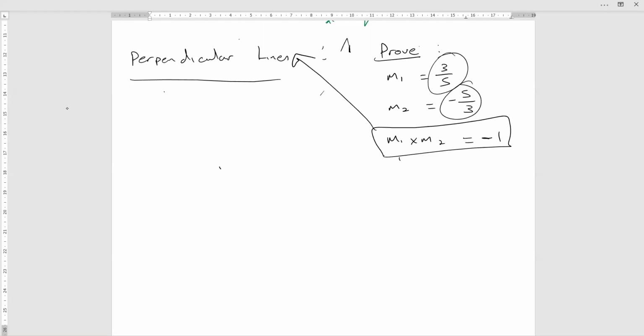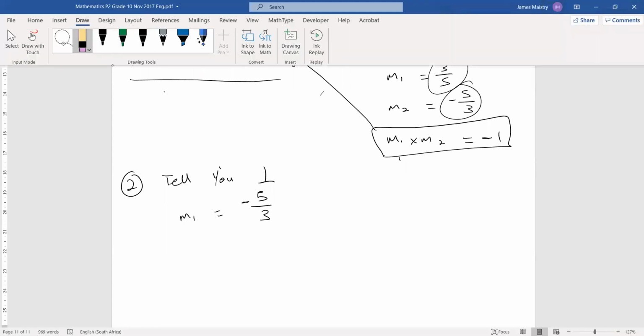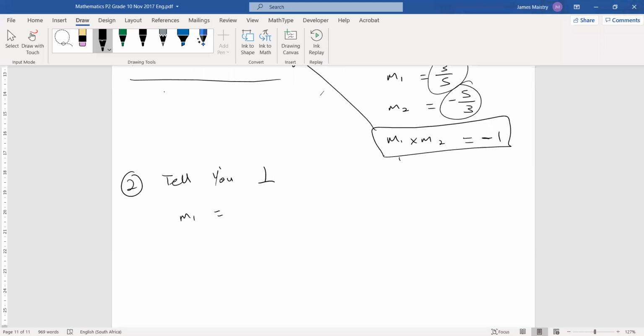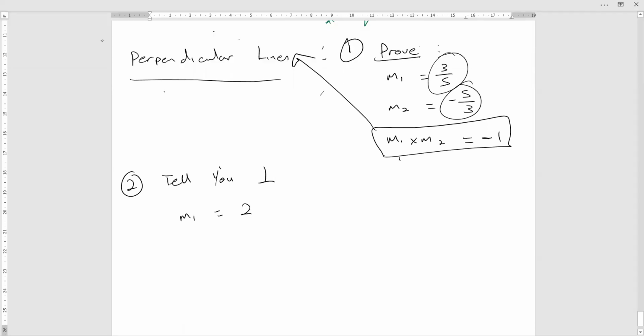That is scenario 1. Scenario 2 is where they tell you the lines are perpendicular, and they give you the first gradient. Let me take another one. So if they now tell you the gradient for the first line was 2, your gradient for the second line, because it is perpendicular, you will flip it with the opposite sign.